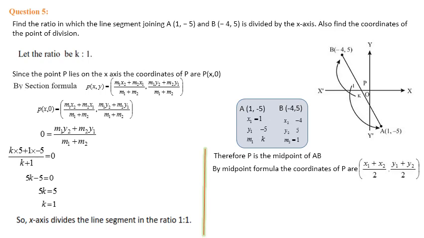By using the midpoint formula, (x1 + x2)/2 is the x coordinate and (y1 + y2)/2 is the y coordinate of P. Substitute: x1 is 1, x2 is minus 4, so (1 - 4)/2, and y1 is minus 5, y2 is 5, so (-5 + 5)/2. 1 minus 4 is minus 3, divided by 2. Minus 5 plus 5 is 0, divided by 2. Finally, (-3/2, 0) are the coordinates of the point P. That is the answer.